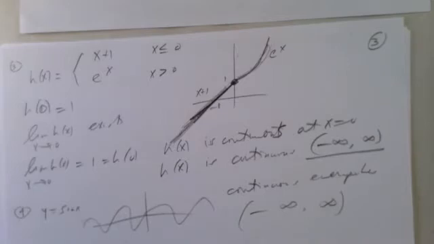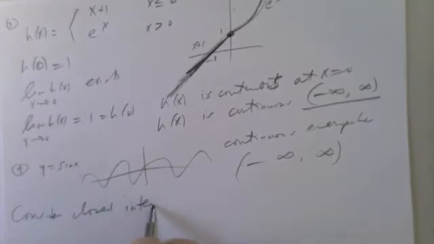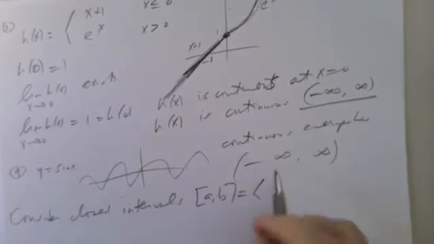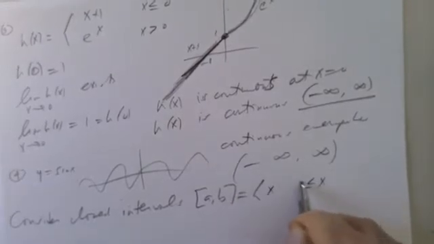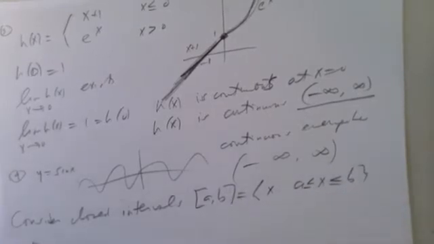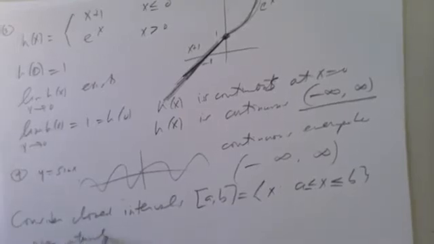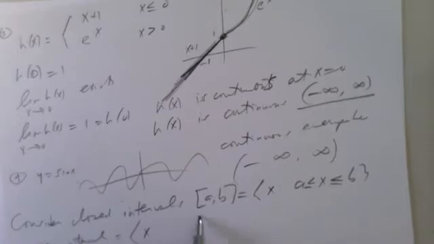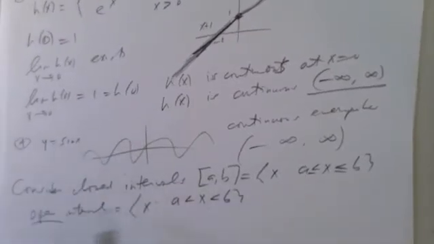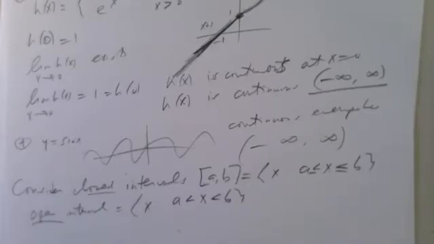Now, I defined continuity on an open interval. Suppose we want to think about closed intervals. So the closed interval AB is the set of all x where x is greater than or equal to A and less than or equal to B. So you include the endpoints. Remember, the open interval is the set of all x such that x is strictly between A and B. So the endpoints of the interval are not contained in the open interval. They are contained in the closed interval.